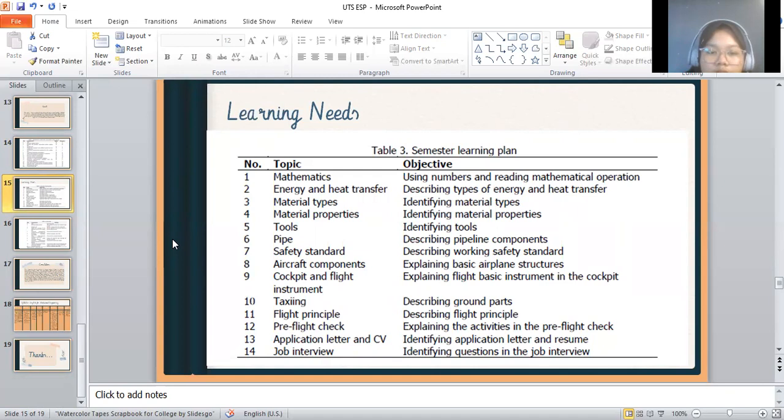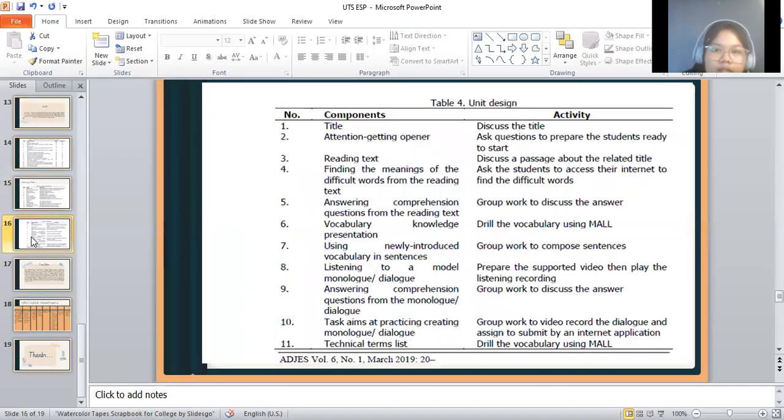And then aircraft components, explaining basic airplane structure. Cockpit and flight instrument, explaining basic flight instruments in the cockpit. Taxiing, describe ground path, flight path principle, describe flight path principle, pre-flight check, explaining the activities in the pre-flight check, application letter and CV, identifying application letter and resume, and the last, job interview, identifying questions in a job interview. And then after that, unit design, components and activities.